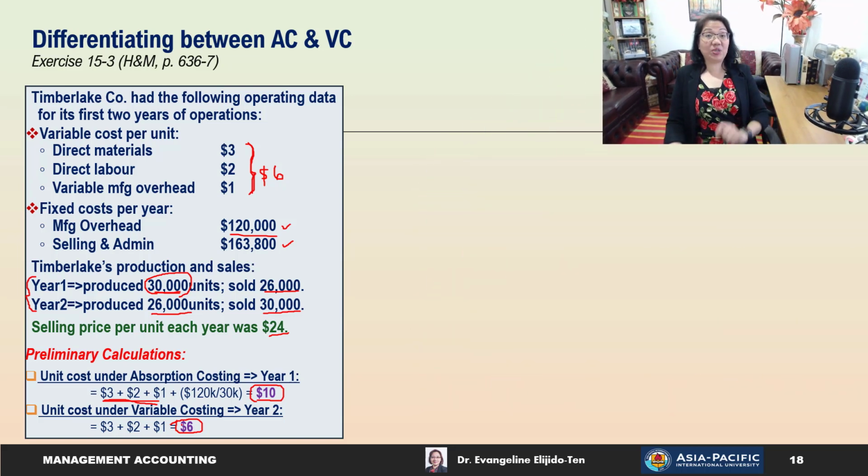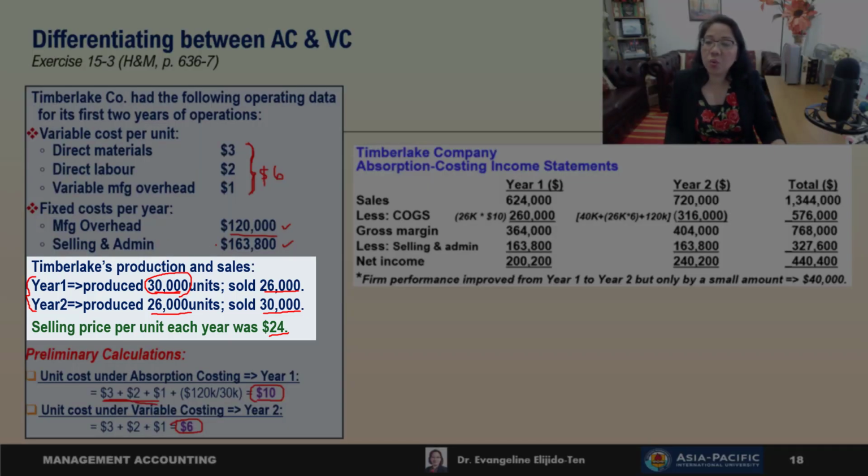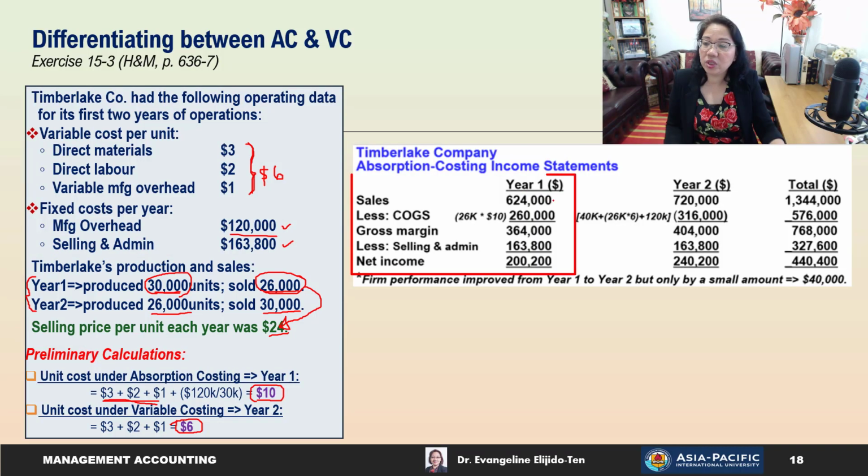So let us present the income statement under absorption costing. So in year 1, sales was for 26,000 units multiplied by the selling price of $24 per unit. That would give us 624,000. Minus the cost of goods sold. Cost of goods sold is how many units were sold? 26,000. How much is the cost per unit? $10. So 26,000 times 10 is 260,000.